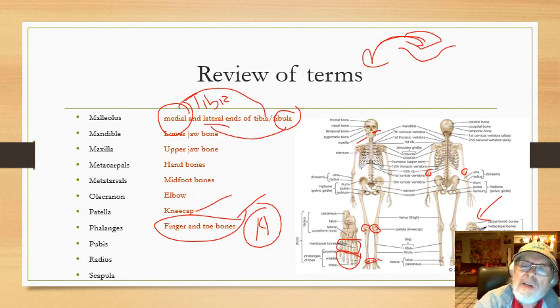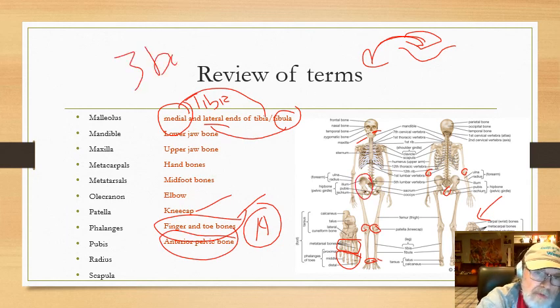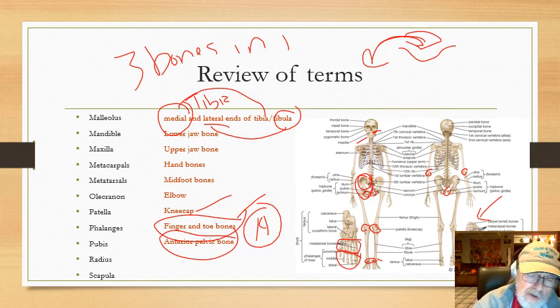Pubis. Right here is where the pelvis comes together in the front. The area where the pelvis comes together in the front is called the pubis. So the pubis is actually the anterior portion of the pelvic bone. The pelvis, this large thing right here, is actually three bones in one, okay? Because I have the ilium, which is the big one up in here, the ischium, which is that hoop on the posterior inferior side, and the pubis where it comes together.